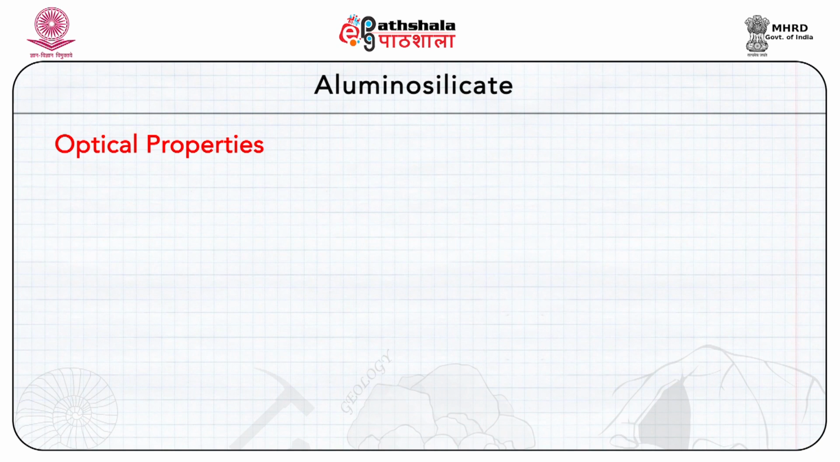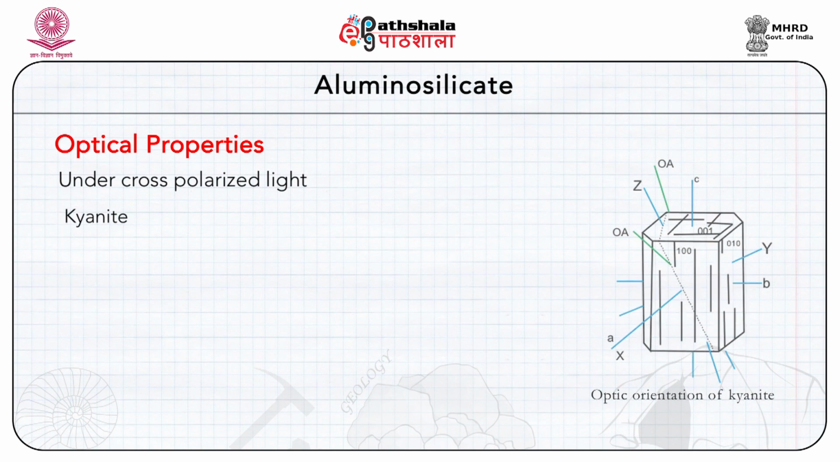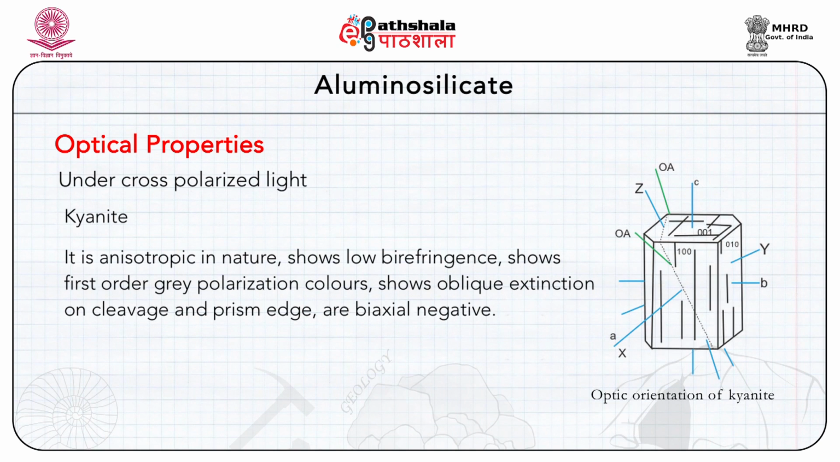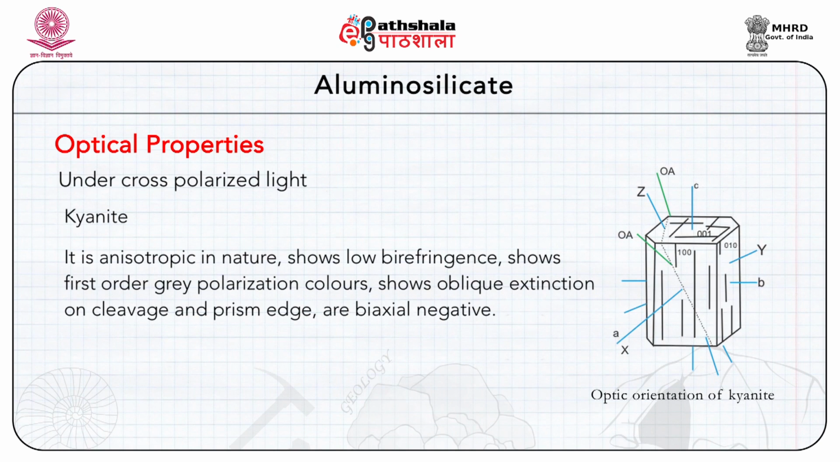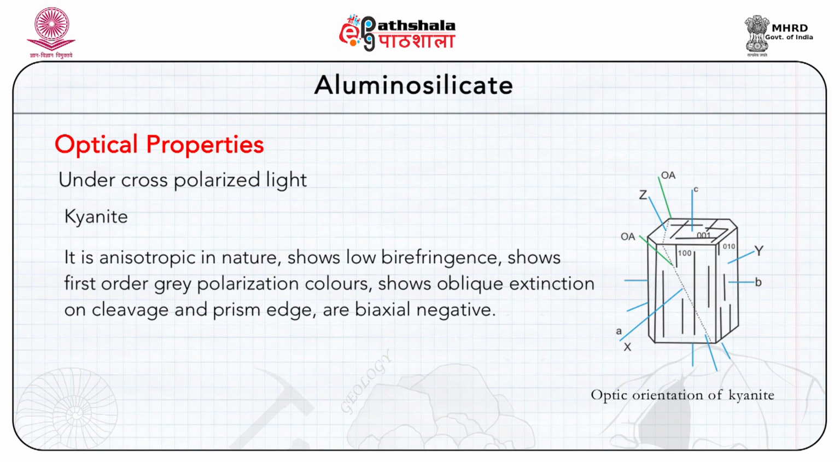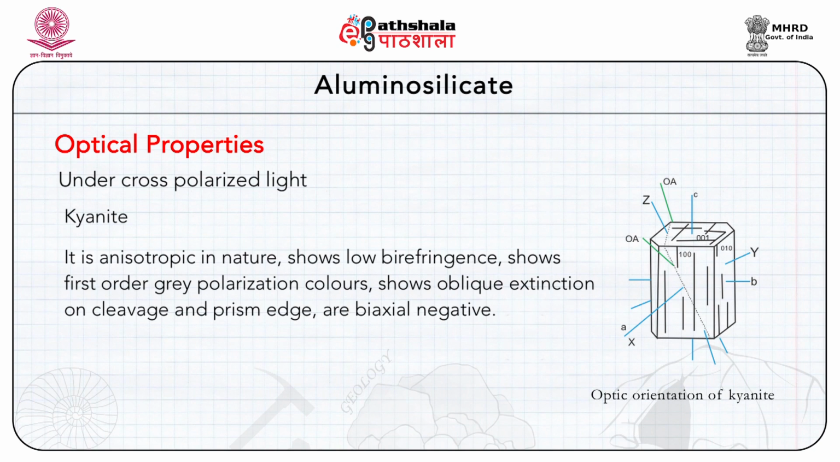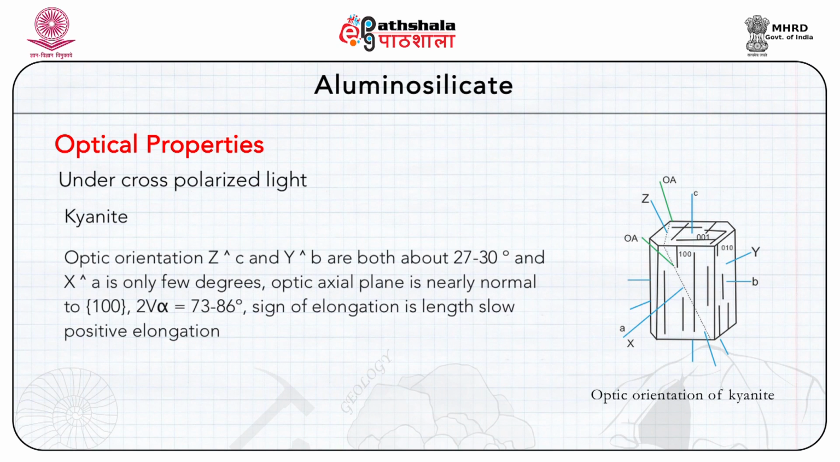Now, we will discuss the properties of kyanite under cross polarized light. Kyanite is anisotropic in nature, shows very low birefringence, shows first order gray polarization colors, shows oblique extinction on cleavage and prism edge, and is usually biaxial negative. Optic orientation is Z; the angle between Z and C and the angle between Y and B are both about 27 to 30 degrees, and the angle between X and A is only a few degrees.